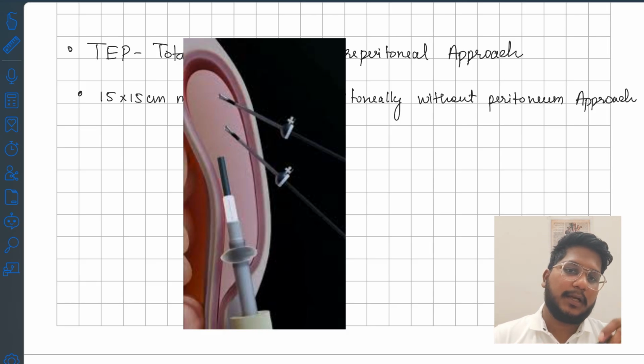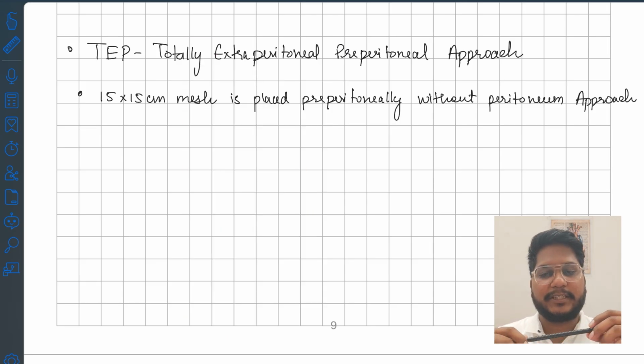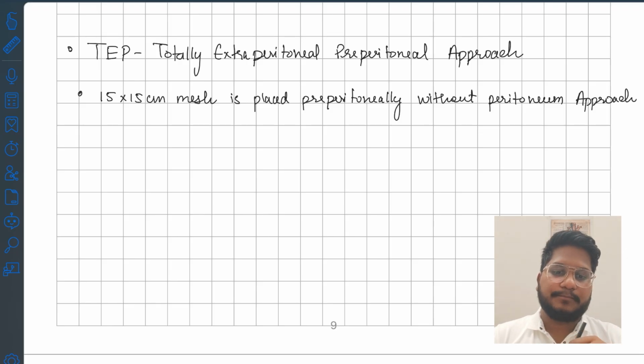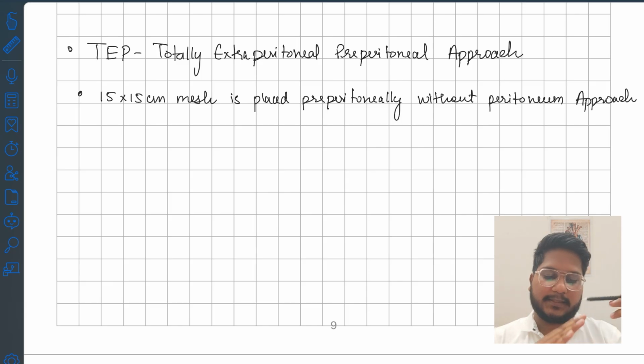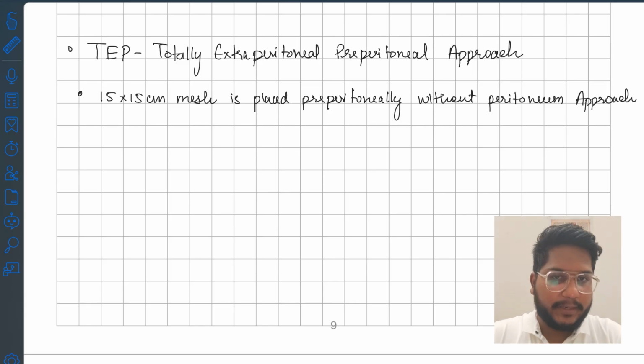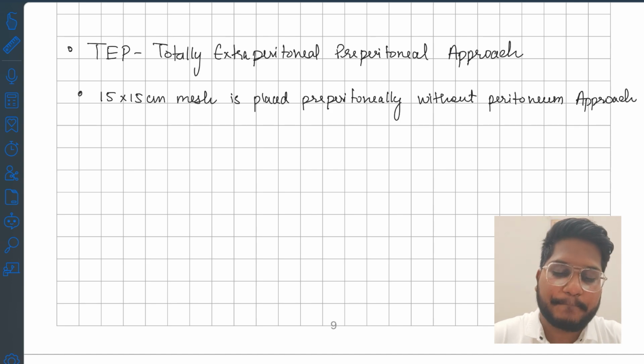But the TEP technique is better or more advanced than TAPP, as it is a totally extraperitoneal pre-peritoneal approach. In this, a 15 into 15 centimeter mesh is placed pre-peritoneally without a peritoneal approach. In this technique we insert the laparoscope and we will not enter the peritoneum. We directly enter the layer which is like this. If we consider this is the peritoneum, we will not enter the peritoneum which is below there. We will enter over here, place the mesh above over here, and then take the laparoscopic trocar out of the site.